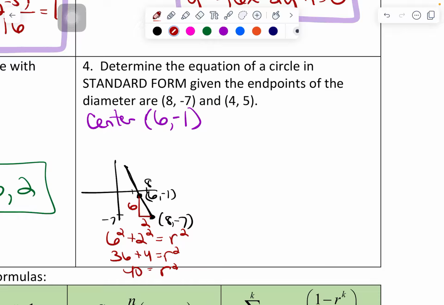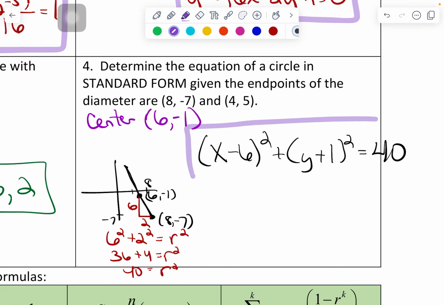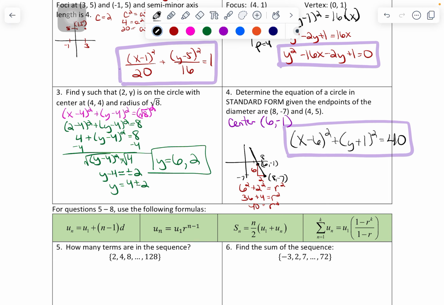Which the thing is, I don't really need to do more than that because when I write the equation, remember it's x minus h squared plus y minus k squared is equal to r squared, which, well, that's just 40, all right? Because I didn't actually ask you to tell me what the radius is. All right, so that's problems 1 through 4.